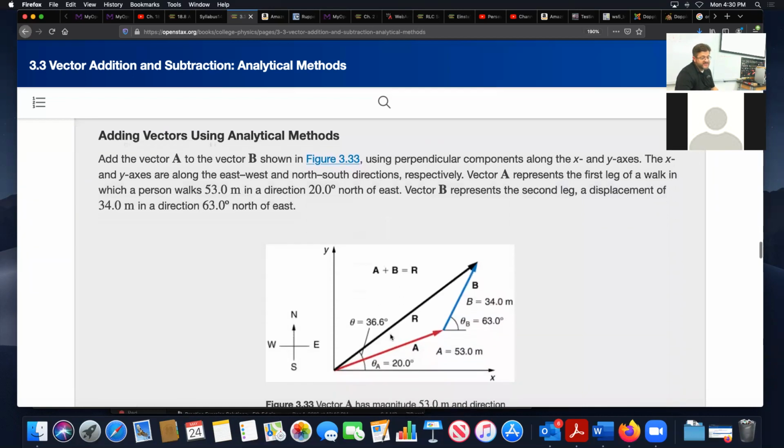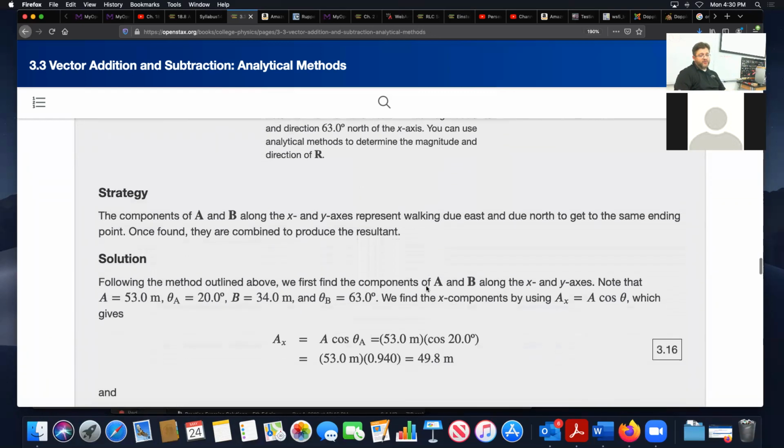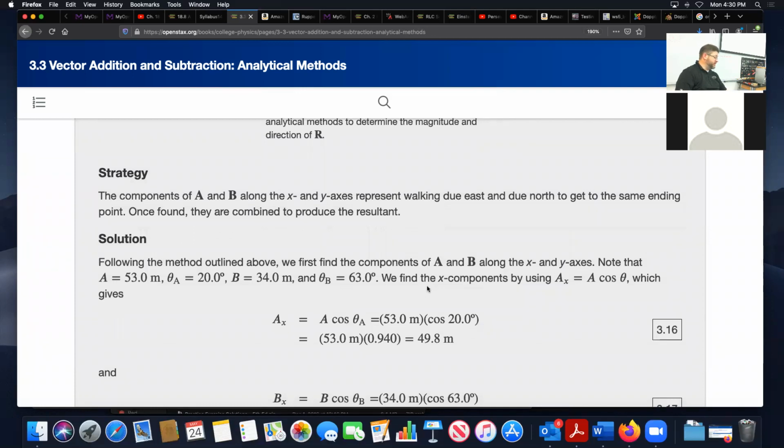So if we do this actual example using numbers, using angles and lengths of vectors, we have, let's see, the angle for B is 63 degrees. The angle for A is 20 degrees. A is 53 meters long. B is 34 meters long. Then we calculate the components. We essentially divide these vectors out into their components, or break them down into their components, however you want to think about it.